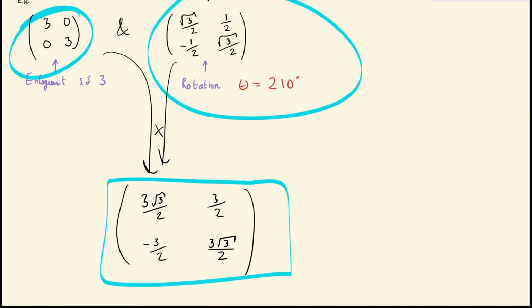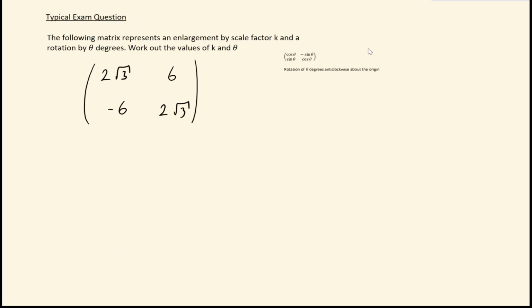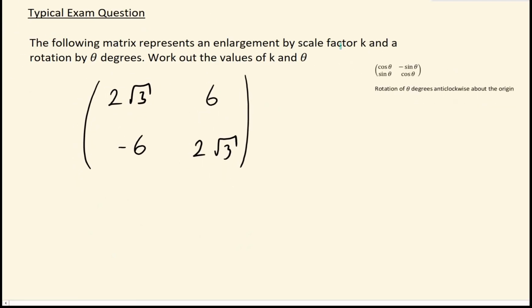So questions basically fall into two main categories. You've got this side where you combine them yourself, or the more common side is where you're given some matrix and you're told what it represents. So here an enlargement and a rotation. And you want to basically tease apart those points to work out what enlargement and what rotation. The best place to start is going to be with the enlargement. So you've got enlargement scale factor k. You can always work that out by taking the determinant.